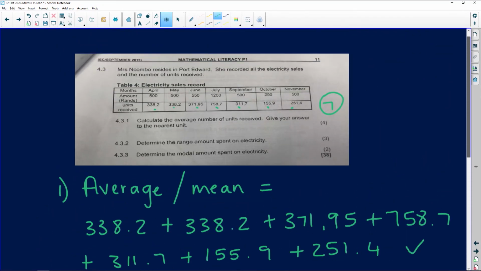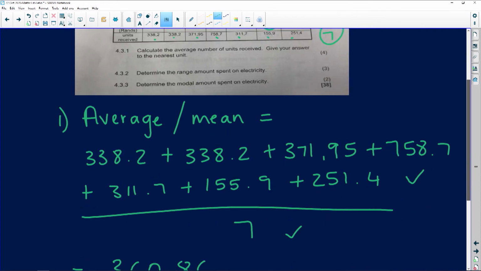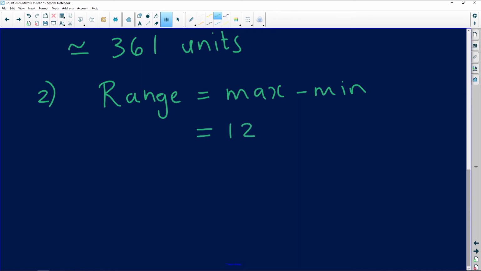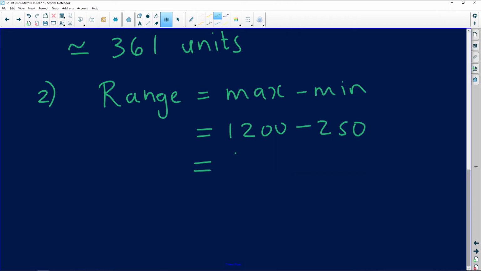Let's look at this table and see what the maximum amount is. The maximum amount that I can see here was in July, which is 1,200, and the lowest was 250 in October. So 1,200 minus 250. Range. I always encourage learners just to do this because then they know what they're doing. They'll always remember it. 1,200 minus 250 rand. Guys, it's money. We're talking money. 1,200 minus 250. 950 rand. Nice one. So, you know your definition, you know how to calculate it.